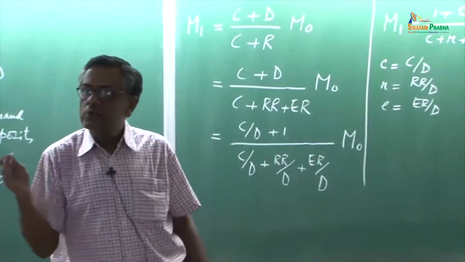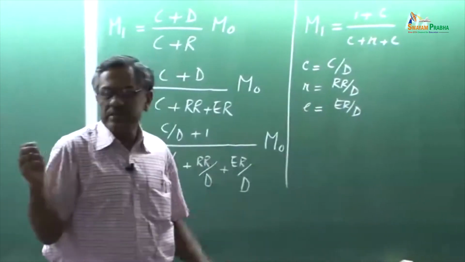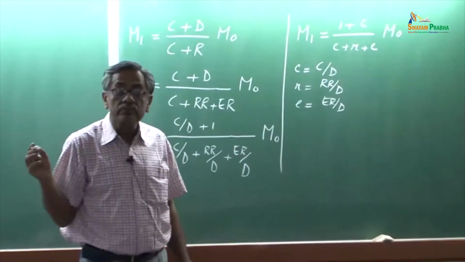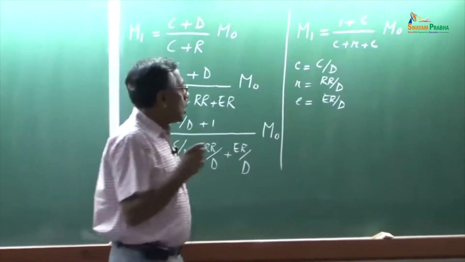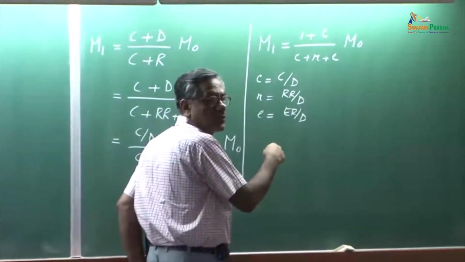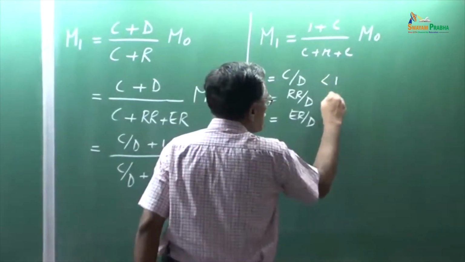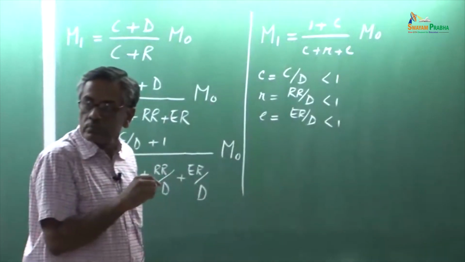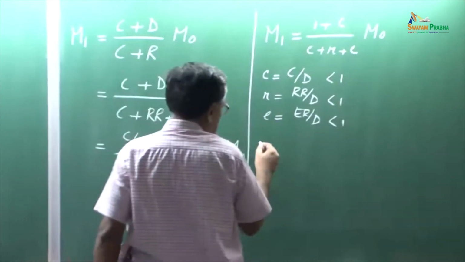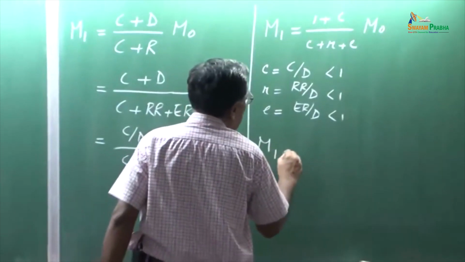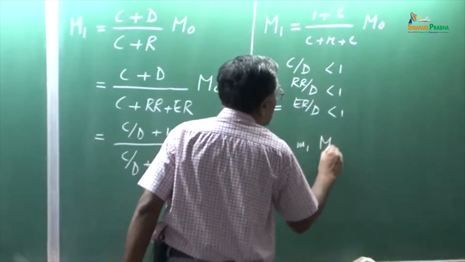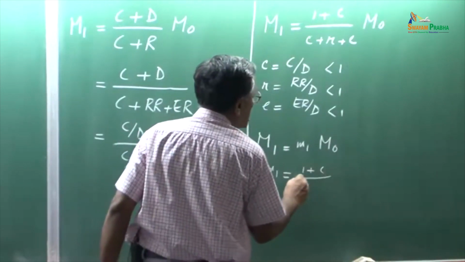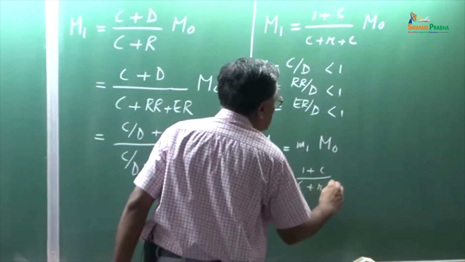All right. And you can see one thing, all these parameters are less than 1, magnitudes are less than 1. So, this is less than 1, this is less than 1, this is less than 1. Now, we can finally conclude that M1 is equal to small m1 into M naught, where small m1 is equal to (1 plus c) over (c plus r plus e).